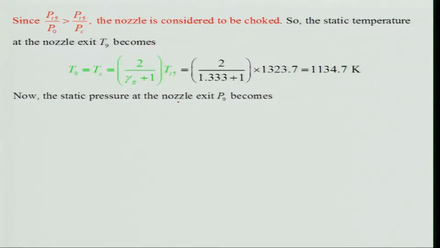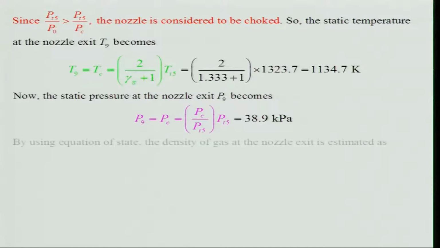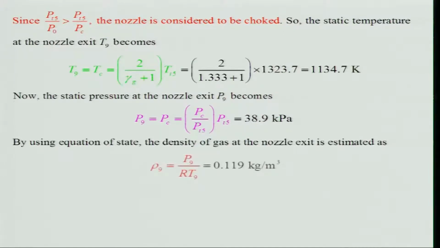Now the static pressure at the nozzle exit, P9, is equal to Pc, which is (Pc/Pt5) times Pt5, and you will get 38.9 kilopascal, whereas your P naught was much lower, right. Using the equation of state, you can find the density rho 9 equal to P9 divided by R T9. Keep in mind, P9 is the same as Pc. P9 is not the same as P naught, as we had done in the ideal cycle.